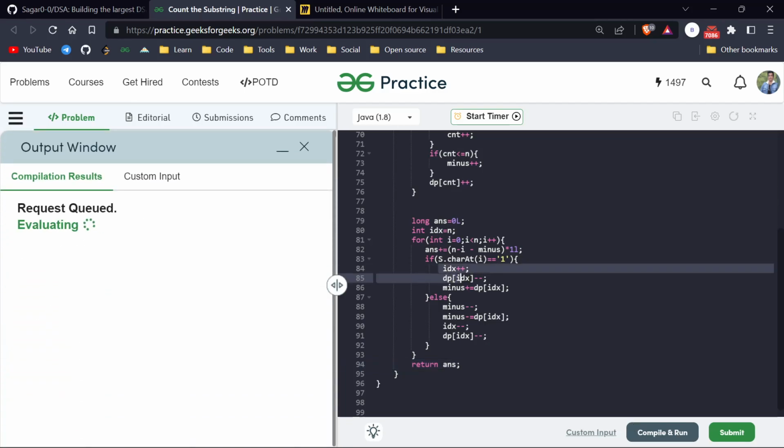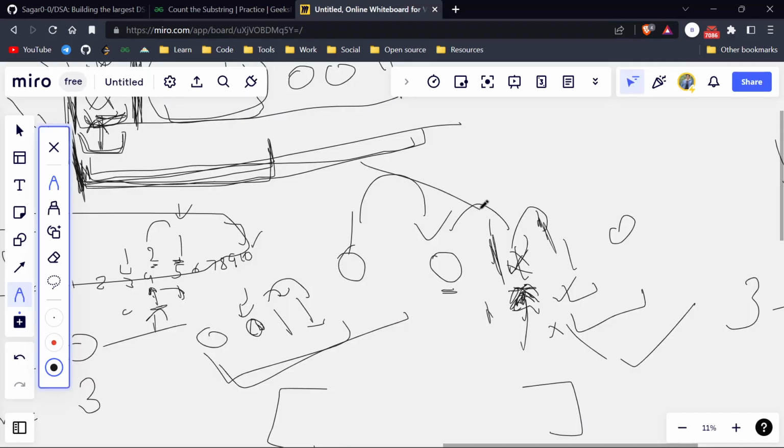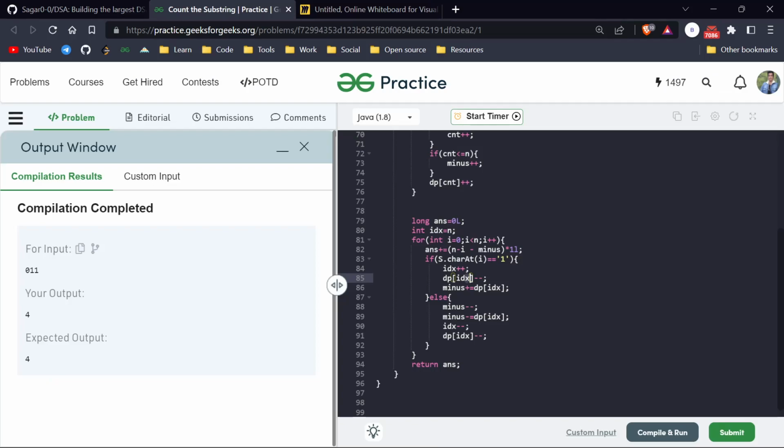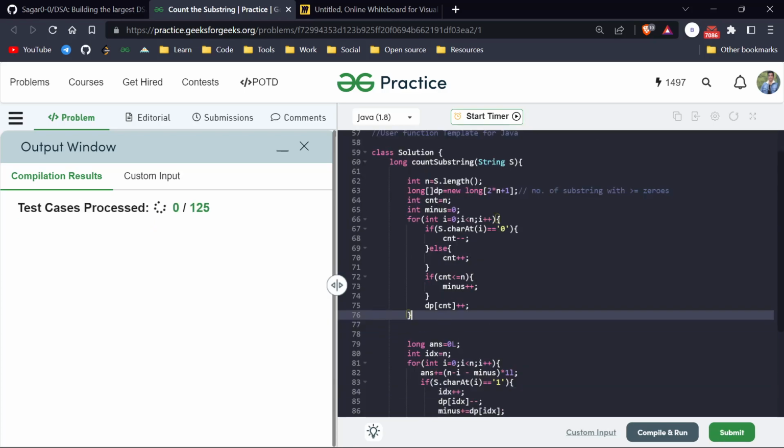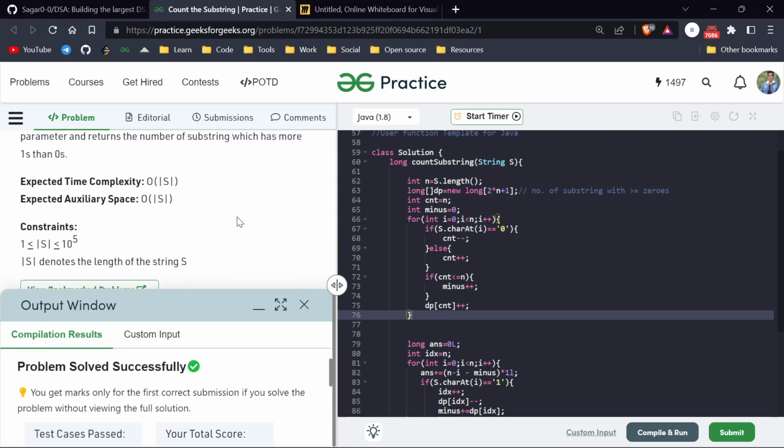So I think it is covered. We are increasing the index. At the next index, we have one extra 1, and we also have to reduce the value. I think that is it. So let me just check. Okay, so this is our complete algorithm.